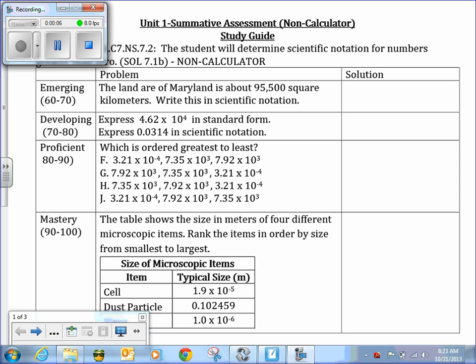Okay, now we have part 2 of our Unit 1 test review. This is the part of the test that we're going to do without a calculator. So no calculator is permitted on this portion of this test.